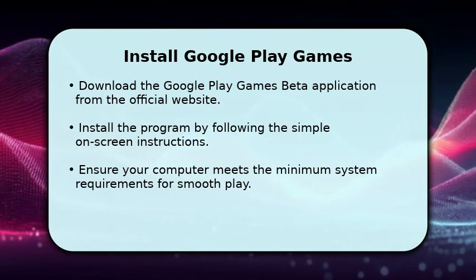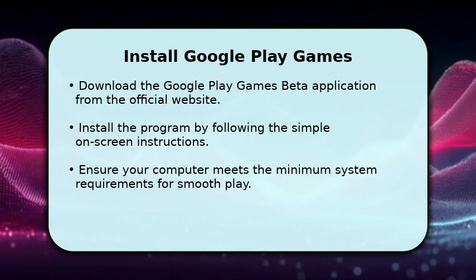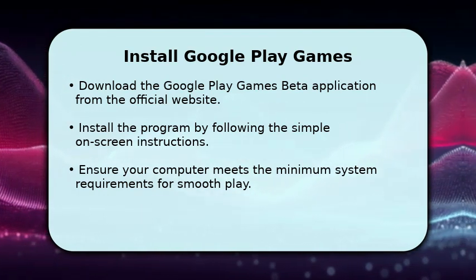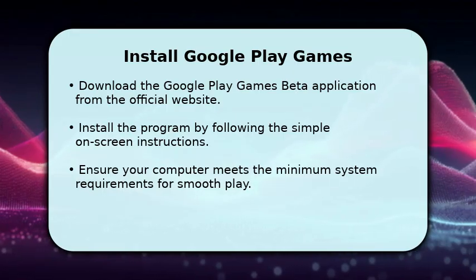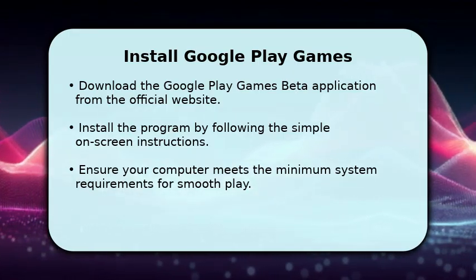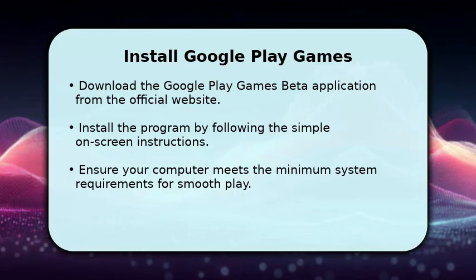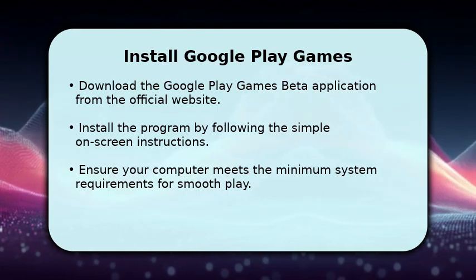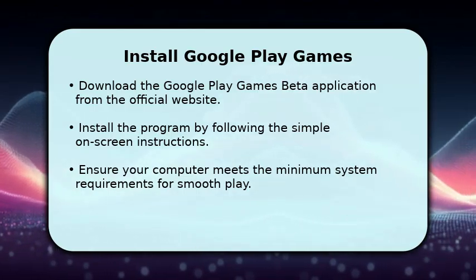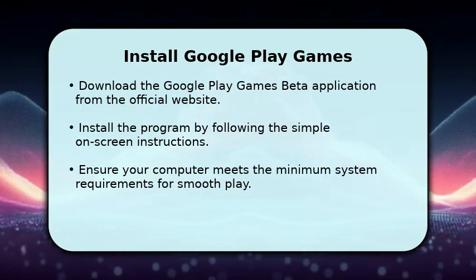First, you'll need to install the Google Play Games beta application. Head to the official Google Play Games website and download the installer. The installation process is straightforward. Just follow the prompts. Make sure your laptop has at least 8 GB of RAM and a solid-state drive for optimal performance. This ensures a smooth setup and gameplay experience.